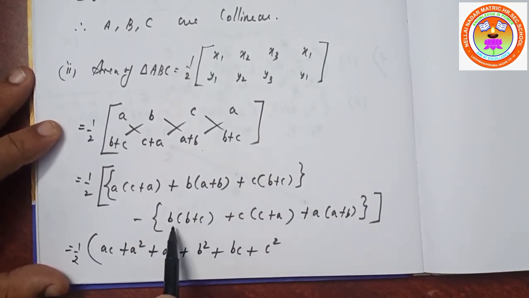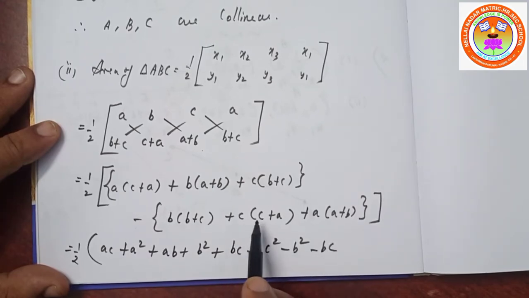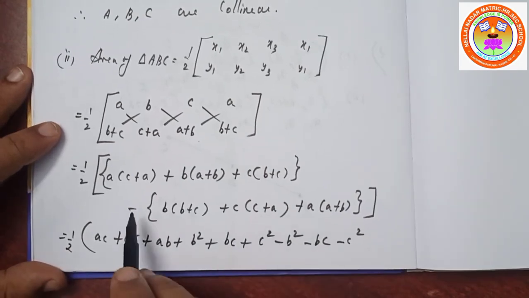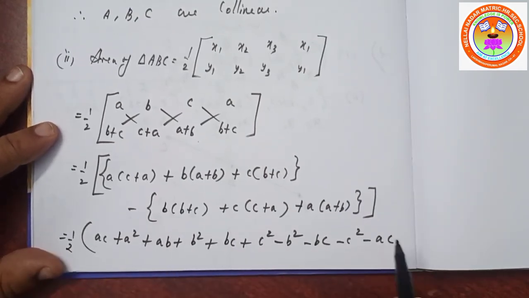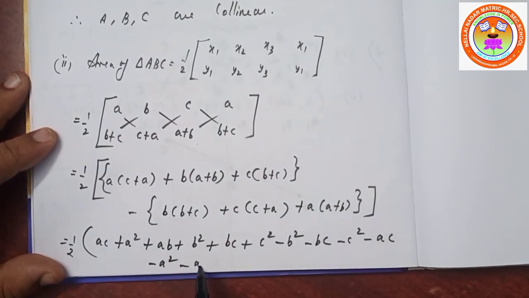Here we have B into B, B square, here minus, so minus B square. B into C, BC, here we have minus, so minus BC. C squared, here we have minus, so minus C squared. Here we have AC, here minus, so minus AC. A into A, A squared, here we have minus, so minus A squared. A into B, AB, here we have minus, so minus AB.